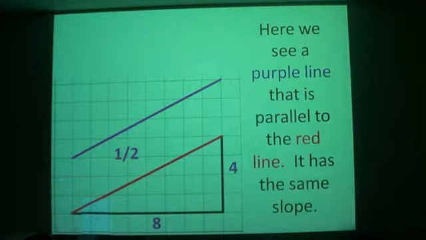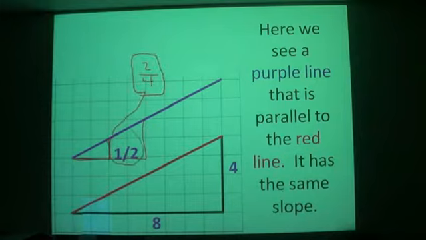Here you see the purple line. It too has a positive slope of 1/2. We can see that because we go in a positive direction, 1, 2, up 1. 1 over 2 is the same thing as 1/2. If I went over 4 and up 2, I wind up having a positive 2 over a positive 4, and that simplifies to a slope of 1/2. So lines that are parallel have the same slope.